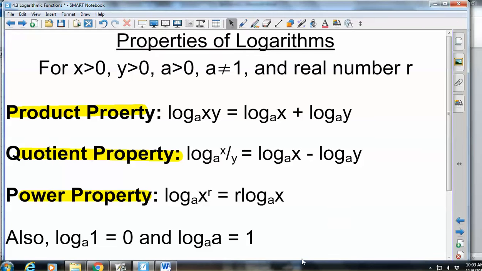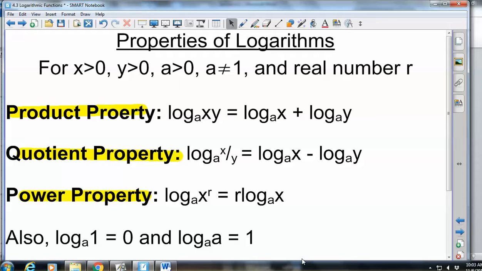The product property says if you have the log of things being multiplied together, you can do the log of each one individually and add them. If you have the log of things being divided, you can do the logs individually and subtract. The one that's on the denominator gets the minus sign. If you have the log of something to a power, you can bring that power down in front as a coefficient.